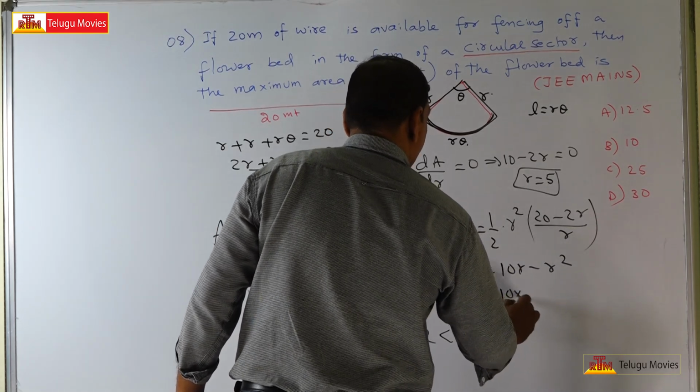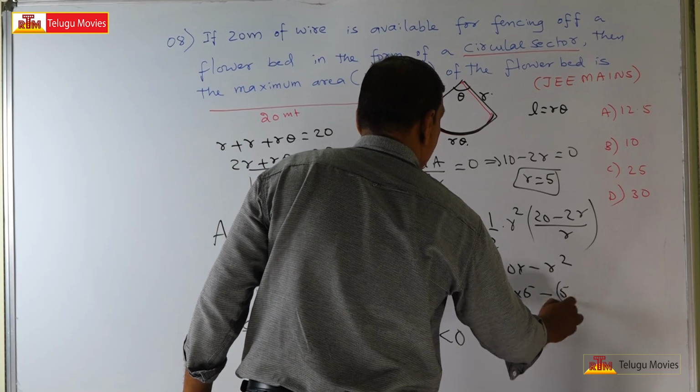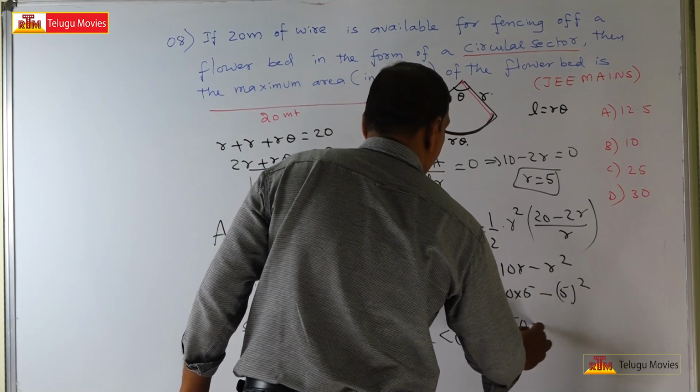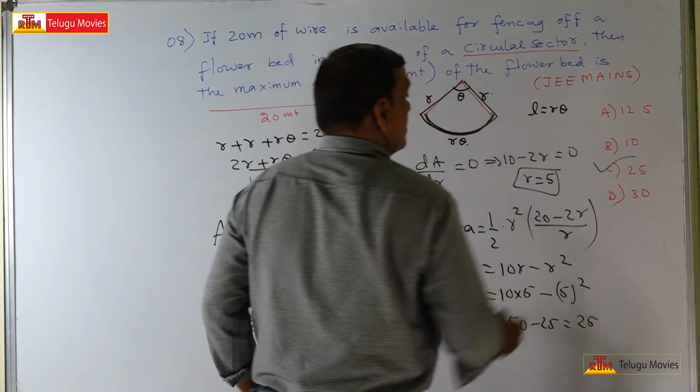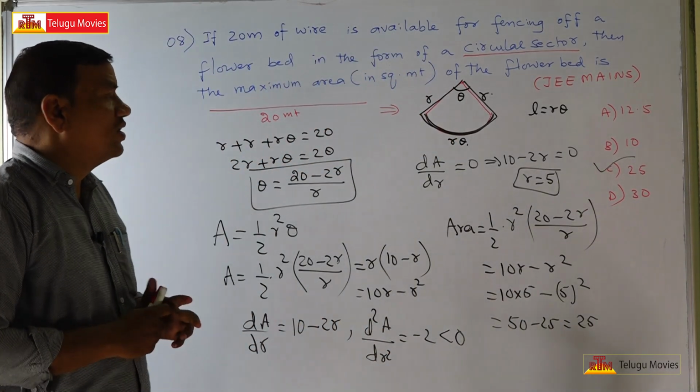That is 10 into (5 minus r square, means 5 square). That is equal to 50 minus 25, that is equal to 25. So option C is the right answer. So very, very easy problem.